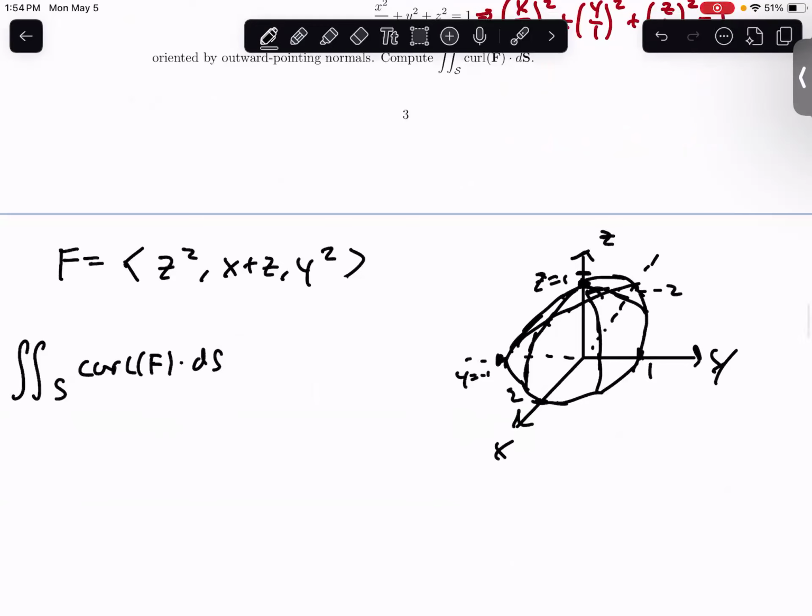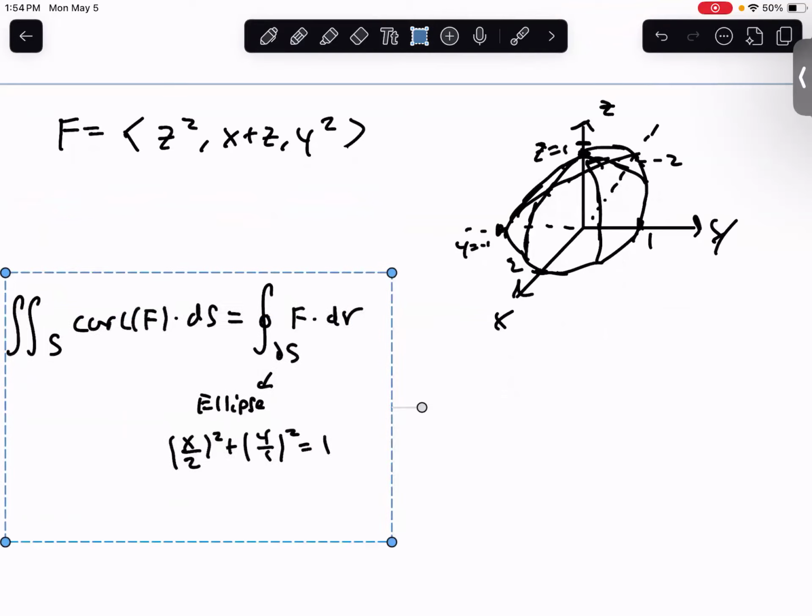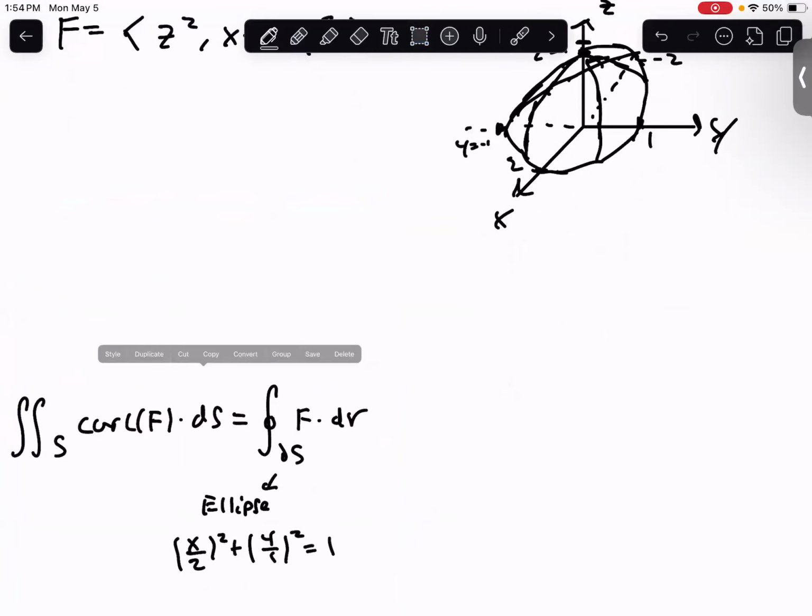Instead, it's much easier to do the vector line integral over C of F dotted with dr, where C is going to be the boundary of S. Again, the boundary of S is just going to be the ellipse given by (x over 2) squared plus (y over 1) squared is equal to 1. And as a reminder, this vector line integral is really just the same thing as the following.